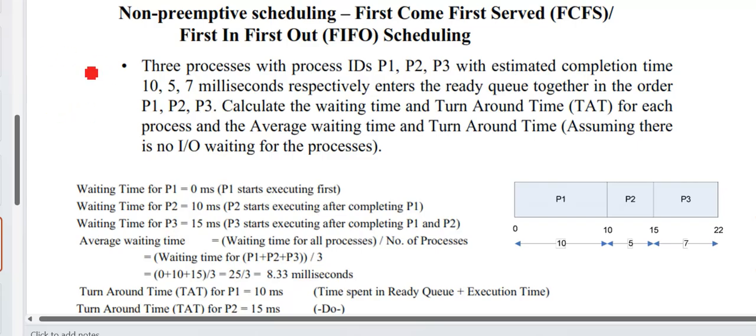First problem: understand the statement properly. Three processes with process IDs P1, P2, P3 with estimated completion times of 10, 5, 7 milliseconds respectively enter the ready queue together in the order first P1, next P2, next P3. So P1 is 10 milliseconds, P2 is 5 milliseconds, P3 is 7 milliseconds, and they came in the order P1 first, P2, P3, according to the number only.